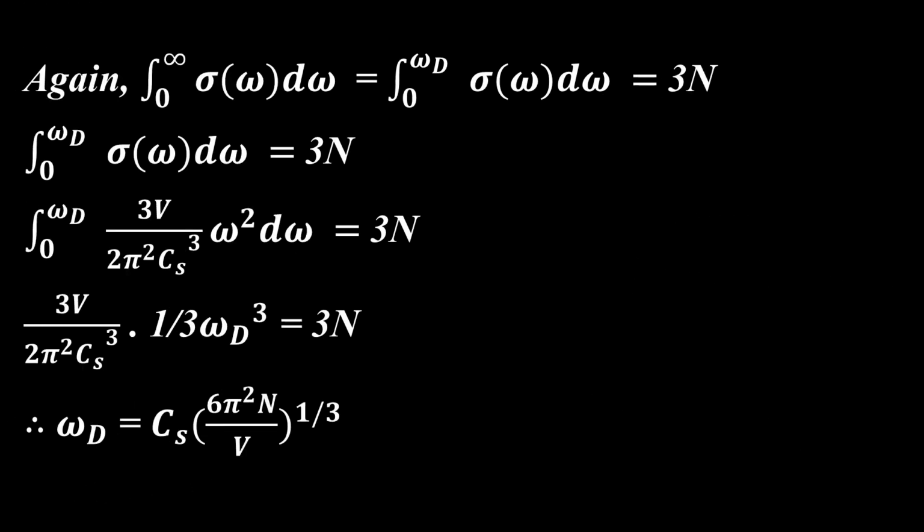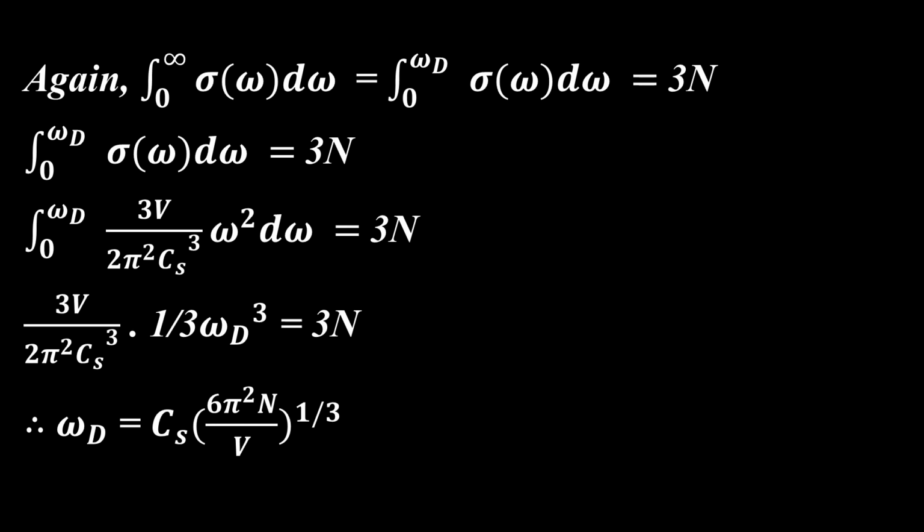From the above equation, the integral from 0 to infinity of σ(ω) dω can be written as the integral from 0 to ω_D of σ(ω) dω, because we apply the condition ω less than ω_D, and we cannot take ω greater than ω_D, because in that case the value is 0. So we can change the limit to 0 to ω_D, because after ω_D the value will be 0, and this integral is equal to 3N.